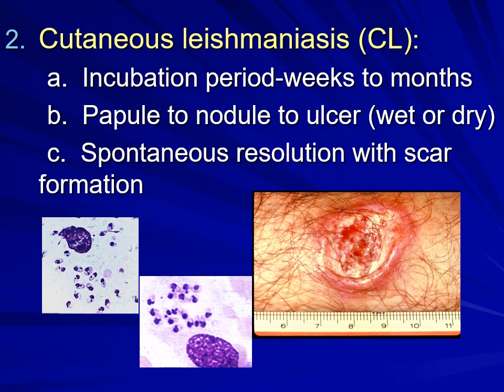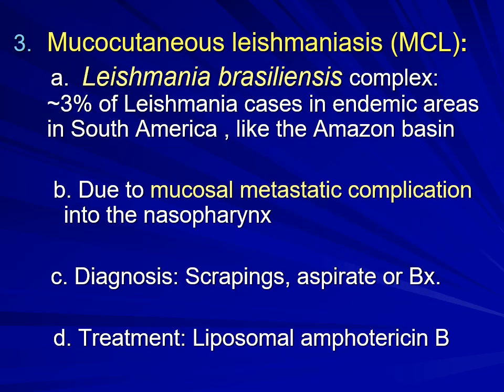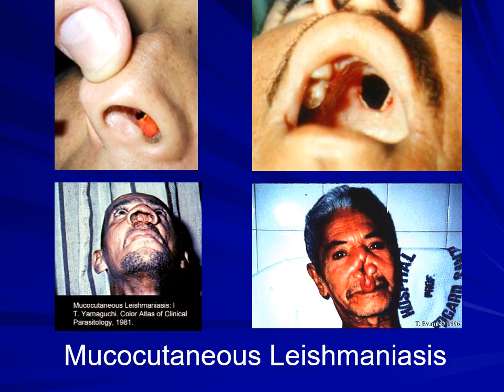Cutaneous leishmaniasis is like I described before, and here you see more pictures and slides. And the mucocutaneous lesions with Leishmania brasiliensis, like I mentioned before. Again, pictures of mucocutaneous leishmaniasis. You can see the extent of destruction of the mucosal tissues around the nose and the nasopharynx.